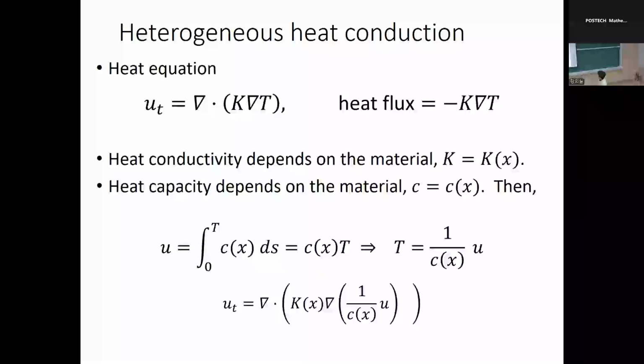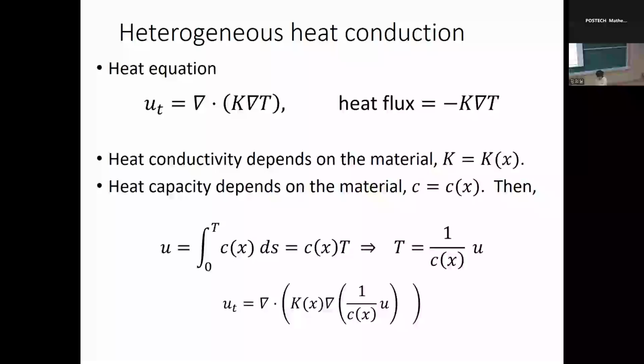Then what we have to do is look at the heterogeneous heat conduction a little bit closer. I already mentioned that. So this is the heat equation. The important thing is temperature. Heat flux is this. Now if you have the heterogeneity, then K.